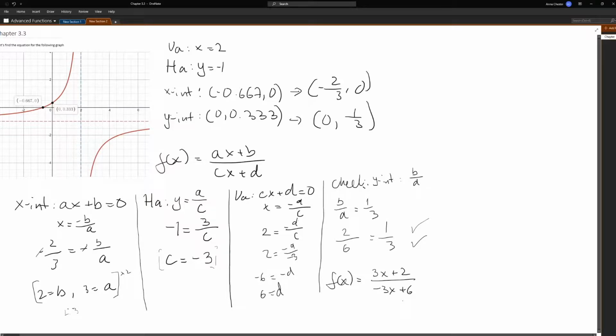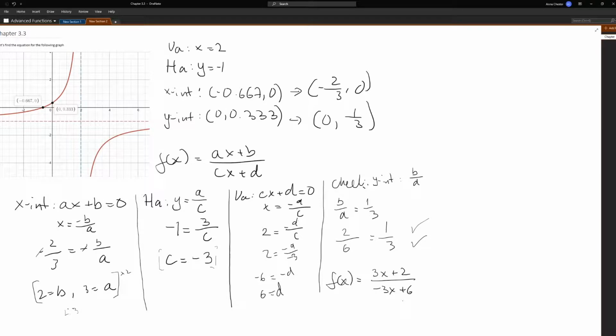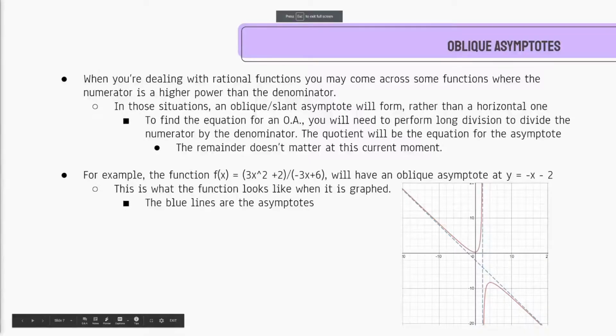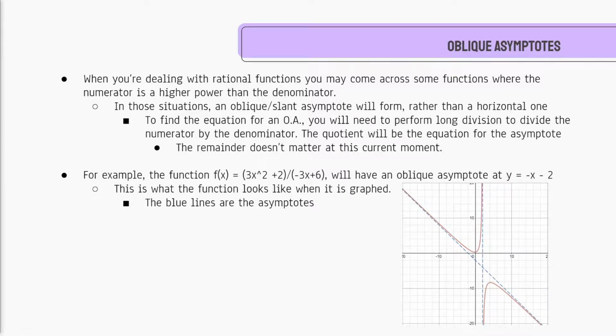That is the steps you should be taking to try and solve your equations. Again, make sure you actually perform the check, because that is what makes this whole thing work. Otherwise, you might find another equation that has a different y-intercept, hence it wouldn't be the equation for this graph. Now that we finished that, we could talk about oblique asymptotes, which you probably haven't heard of before.